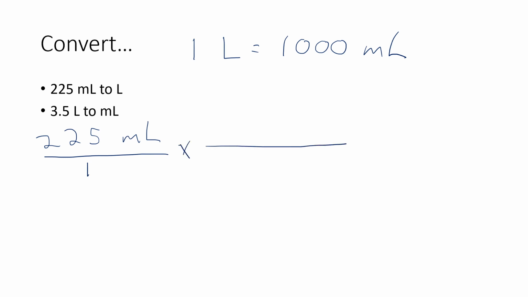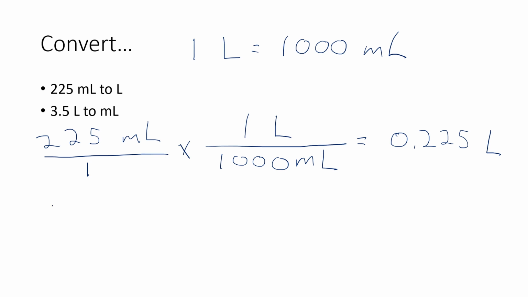And then we need milliliters in the bottom of the next step. So the number that's associated with that is 1,000. And up in the top, we'll put 1 liter. So we'll have 225 divided by 1,000. Dividing by 1,000 moves the decimal 3 times to the left. So this will be 0.225 liters.